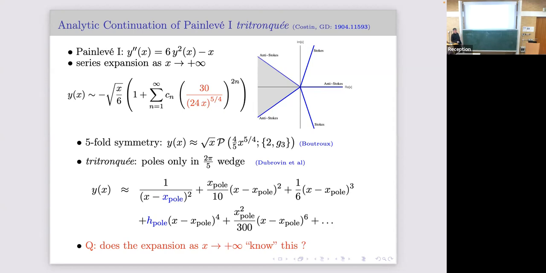However, in this shaded region here, this so-called tritronquée solution, which was expanded at infinity in inverse powers of this x to the 5/4, so that's way up here, behaves completely differently. It's a meromorphic function, it has an expansion starting with a second order pole, and then subsequent terms. Okay. So this is very well known. This is a completely finely tuned solution of Painlevé I. Poles are only within this region, which was a conjecture of Boutroux, but it was proved since.